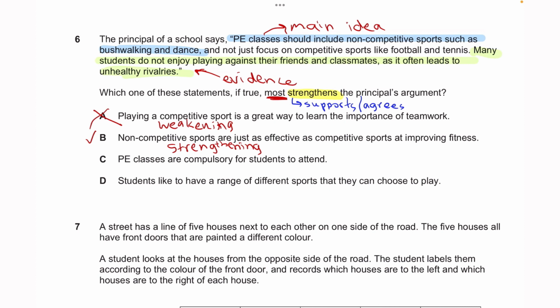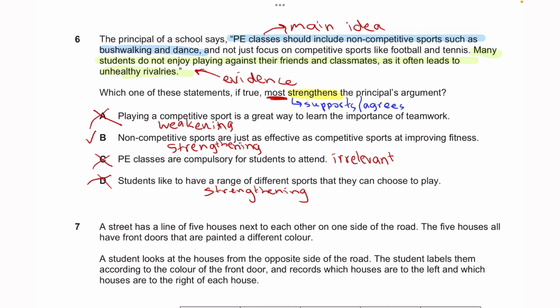C, PE classes are compulsory for students to attend. This is a bit of an irrelevant statement. Yes, it's focused on PE classes, but it's not adding anything valuable to the main idea about including non-competitive sports. So we know our answer to question 6 is not C. Then we look at D, which says students like to have a range of different sports that they can choose to play. Yes, that is somewhat supporting and strengthening because we're including a wider range of sports such as non-competitive sports, but it's not the most strengthening one.